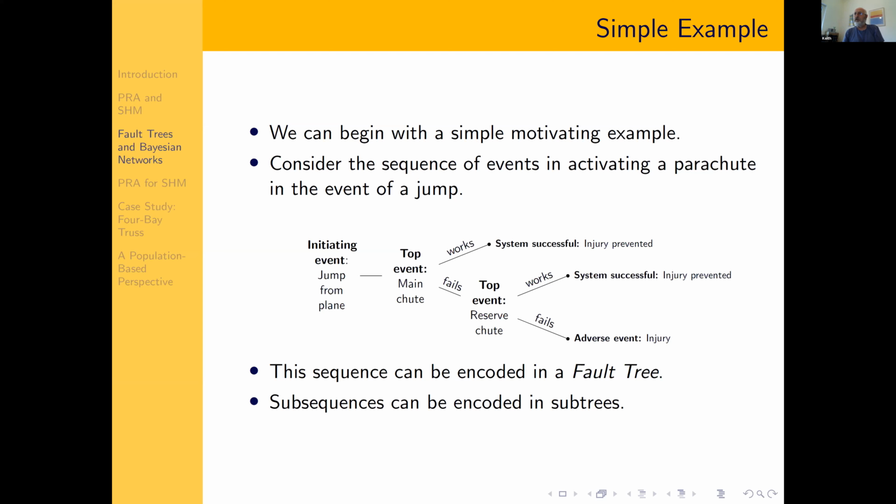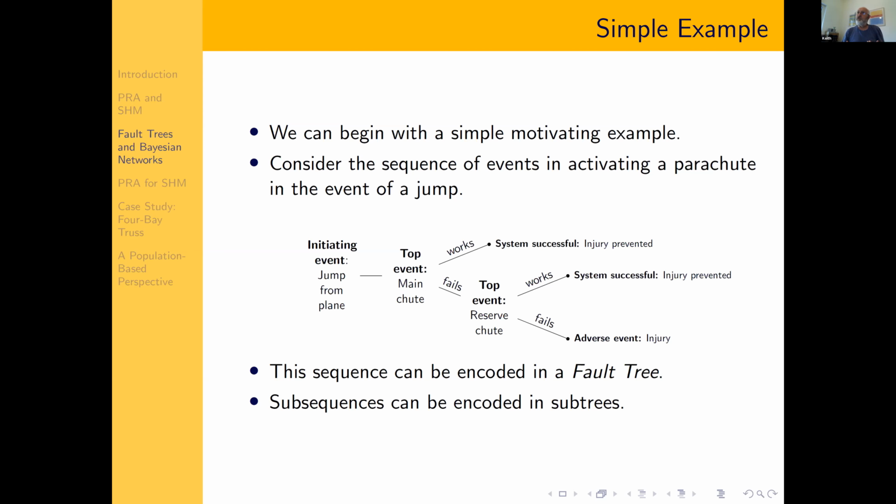If your parachute fails, you then have a reserve chute, which you can attempt to activate. And I like the way that Aidan's put the adverse event here is injury. The adverse event is probably a lot more dramatic and messy than that. But if the reserve chute works, then the system's successful. So you've got a series of if-then rules.